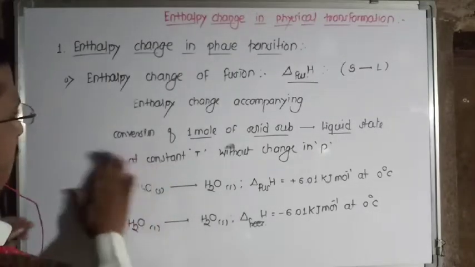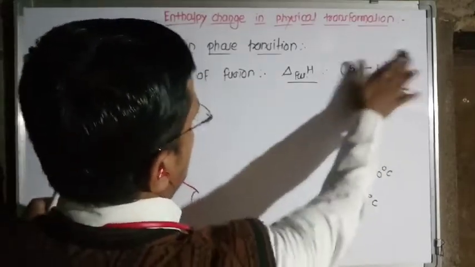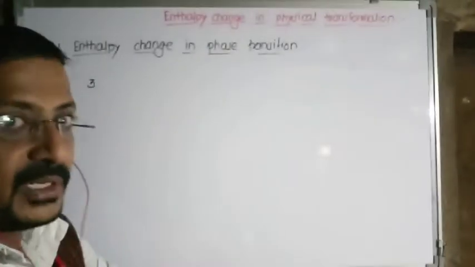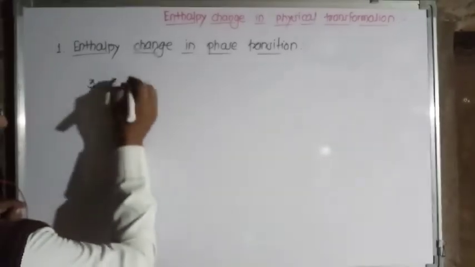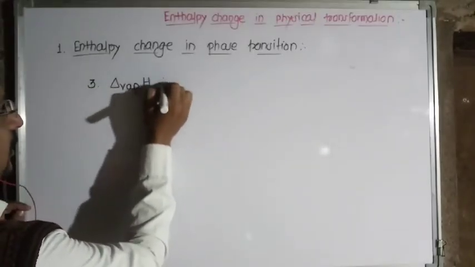Then next, we are going to discuss the next enthalpy, under the same point, enthalpy change in phase transition. The next point, the third one, is the enthalpy of liquid to now gas. There is the enthalpy of vaporization, delta vap H.